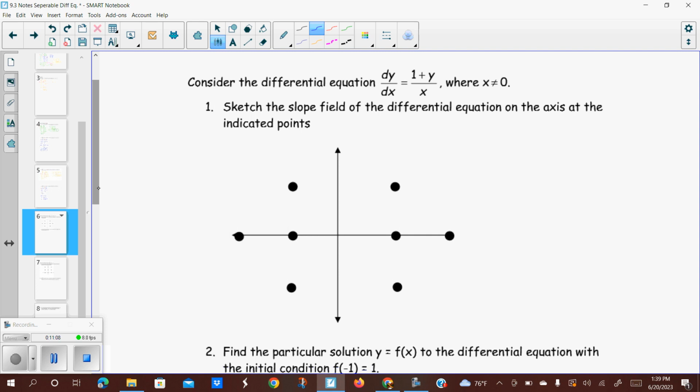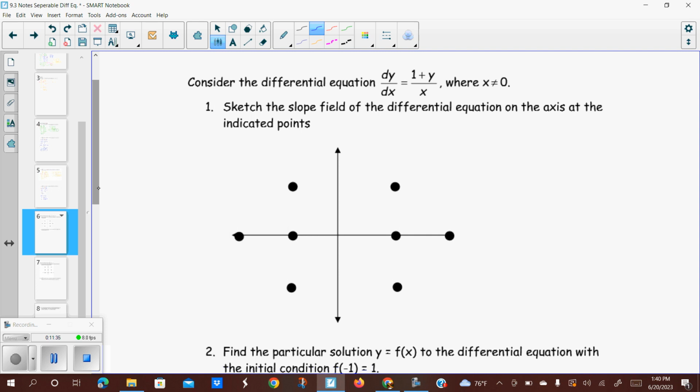So consider the differential equation that's given, where x cannot be 0. That should be obvious because you can't divide by 0. We want to sketch the slope field of the differential equation on the axis at the indicated points. We're to assume in this case that these points are 1 unit apart. So we've got 8 points to plot. We need to figure out what's going on at all 8 of those points and sketch the slope field.